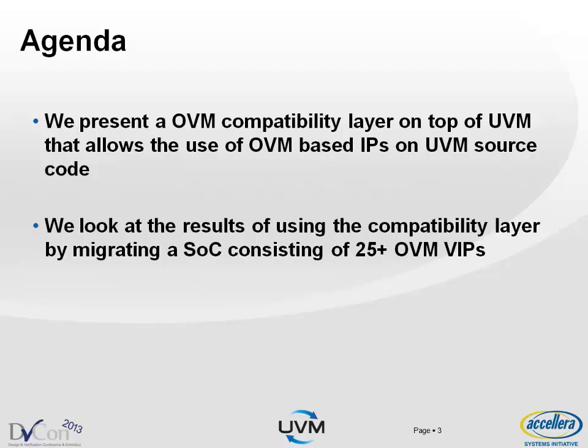So in this presentation or tutorial, I'm just going to present an OVM compatibility layer that was implemented on top of UVM, which allows the use of OVM-based IPs on UVM source code. We have tons of OVM IPs today, and trying to migrate and move them is just not a simple process. You run into a lot of issues. We've done that in the past, and we're not willing to take that chance and affect, at least for the time being, our resources as well as our time schedule. So we wanted a different approach to figure out how to move to UVM in an easier way.